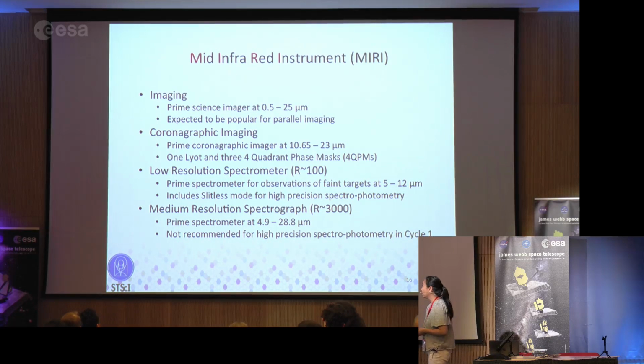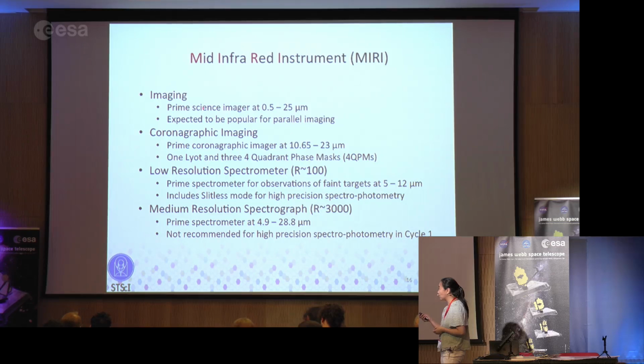Moving on to MIRI, the mid-infrared instrument. MIRI has 4 modes: imaging, coronagraphic imaging, the low-resolution spectrometer, and the medium-resolution spectrometer. For imaging, it is the prime science imager at, oops, this is a typo, this should be 5 microns to 25 microns, and we expect it to be popular for parallel imaging. It is also the prime coronagraphic imager at 10.65 to 23 microns. It achieves this using 1 Lyot mask, which operates at 23 microns, and 3 four-quadrant phase masks that operate at 10.65, 11.4, and 15.5 microns.